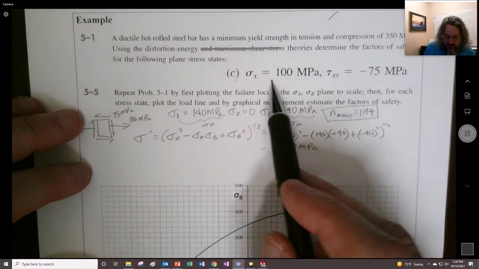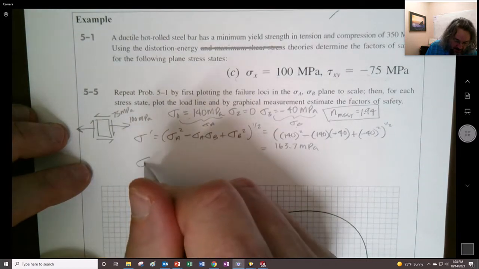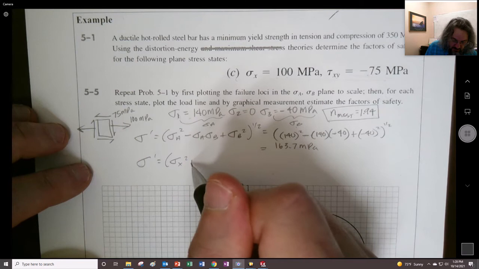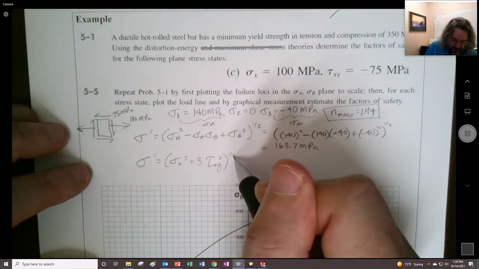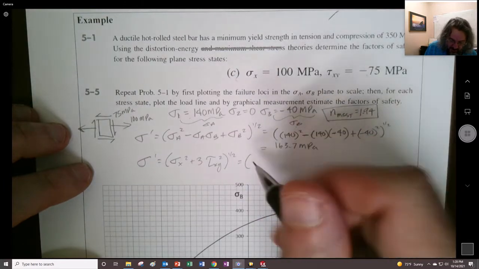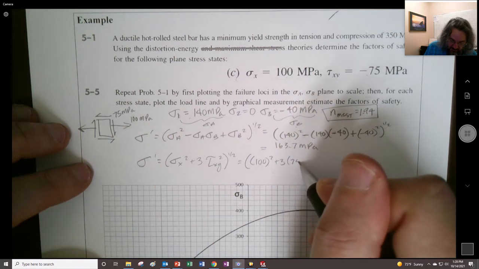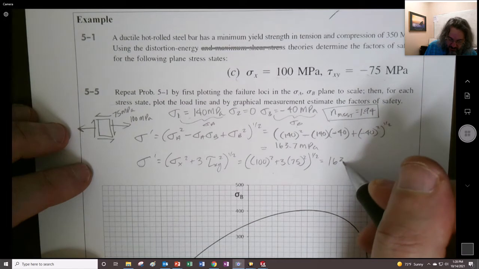Now, if we hadn't gone through the trouble of finding the principal stresses, we could have just gone to this right here in the beginning. And because it's uniaxial, we can use the simpler equation of the square root of sigma x squared plus 3 times tau xy squared, right? So you can try this out yourself. Just take 100 squared plus 3 times 75 squared, square root, and we'll get the same number.